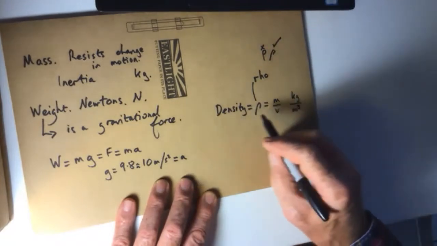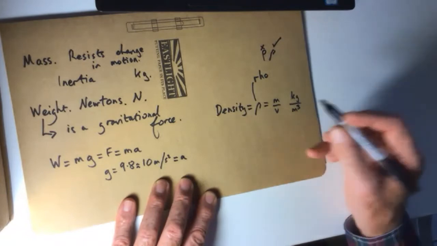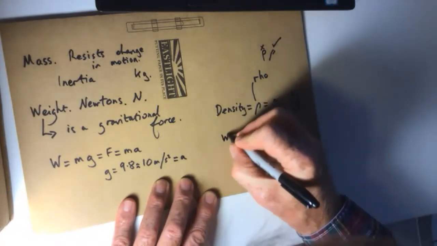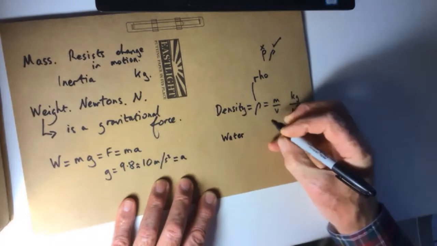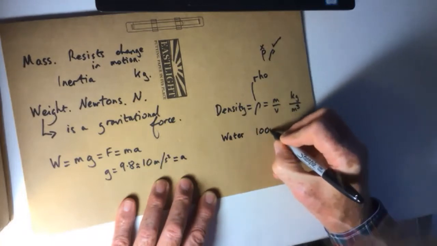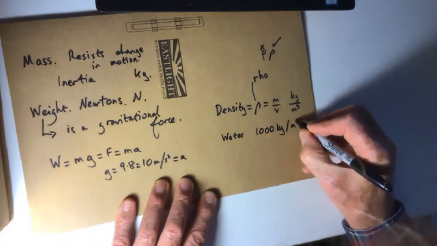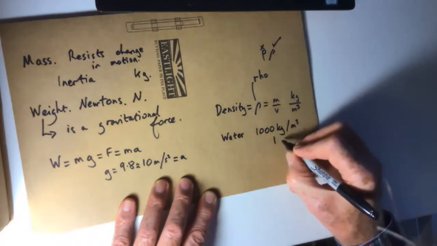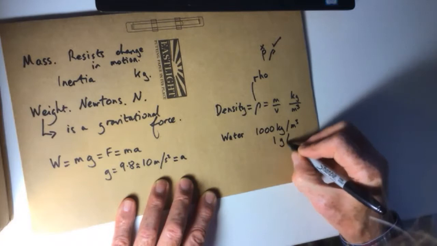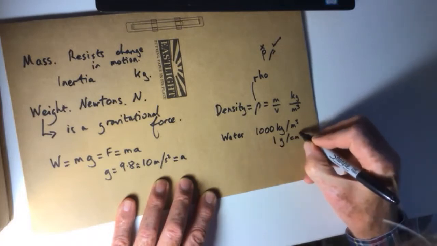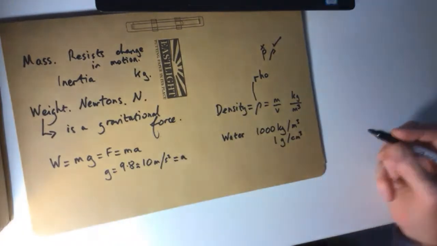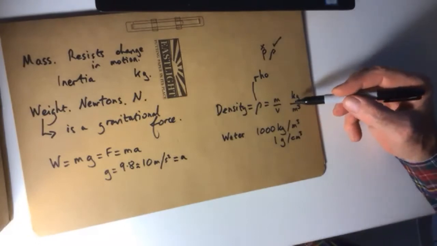So density is mass over volume, kilograms per meter cubed. Water has a density of about 1,000 kilograms per meter cubed. But that's the same as 1 gram per centimeter cubed. All right, guys. So you're going to work on these conversions, and you can do that later on when you come to do revision.